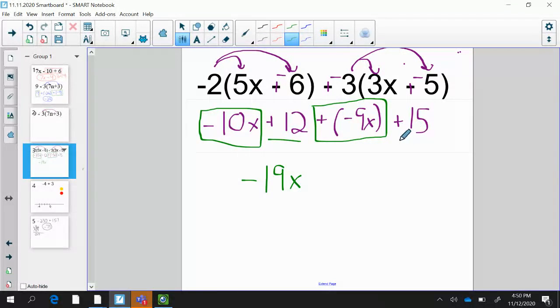And then we have the 12 plus the 15. I also find that if you don't box this in, it also helps to see it better. The plus 12 plus the 15 would just be a 27. Circle.